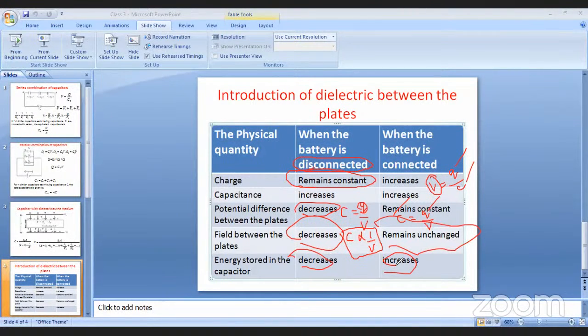So have you all understood the concept, students? Have you all understood the concepts? Yes, sir. Okay.